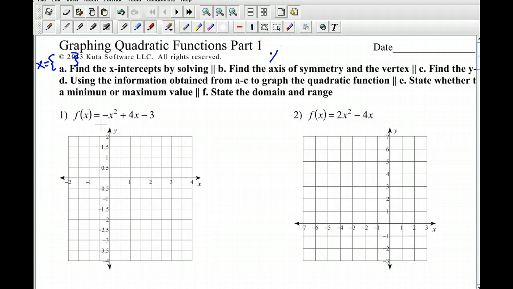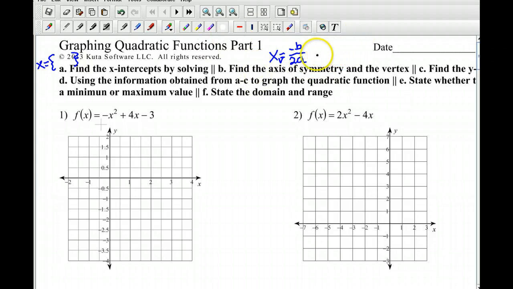For B, find the axis of symmetry, okay? That was that formula. X equals negative B over 2A. And we call it X sub B. That's the x-coordinate of the vertex as opposed to over here, the x-intercept. So when we have this x equals, that should be the x-intercept. X sub B is the vertex. That way you don't get confused on the paper.